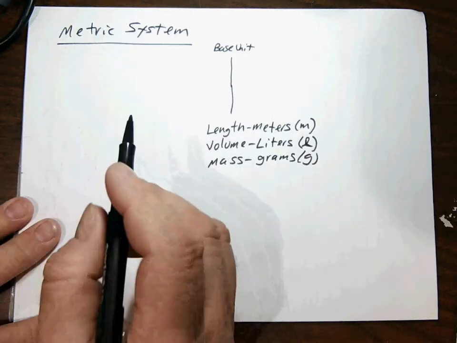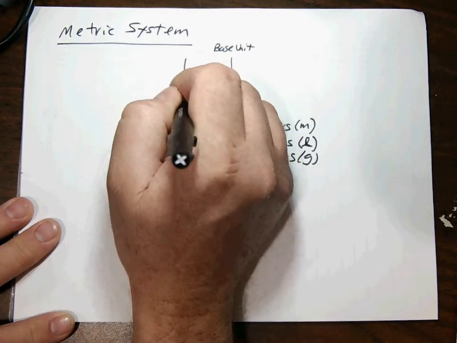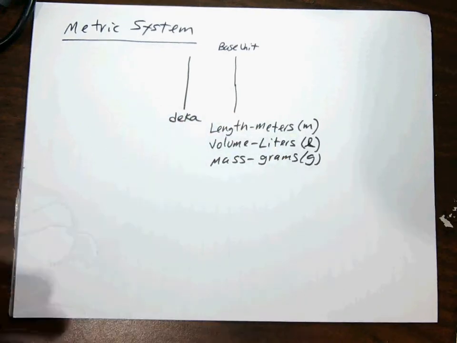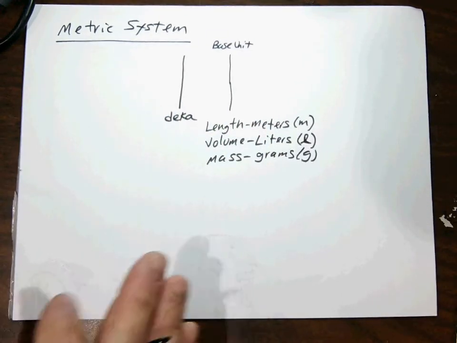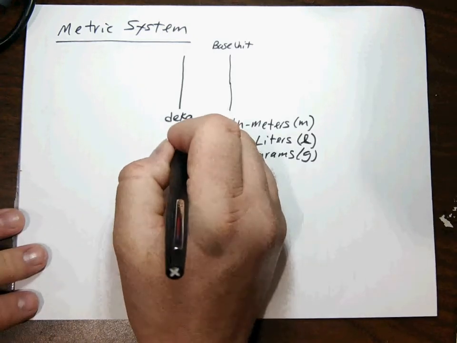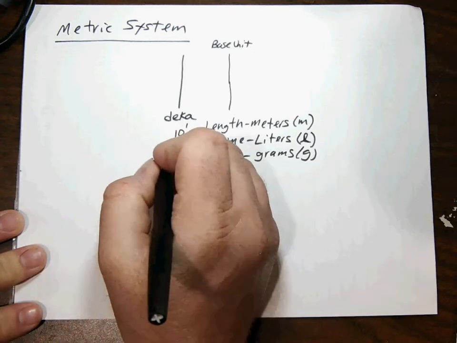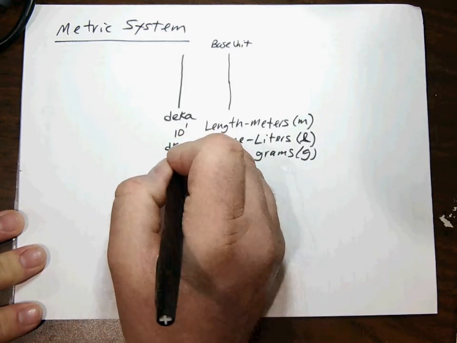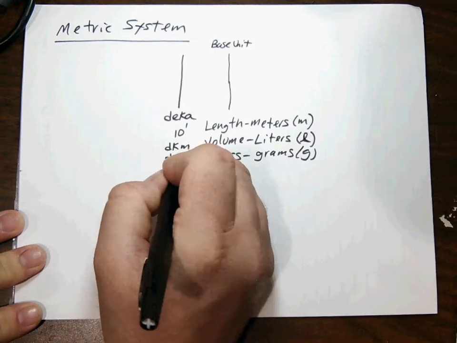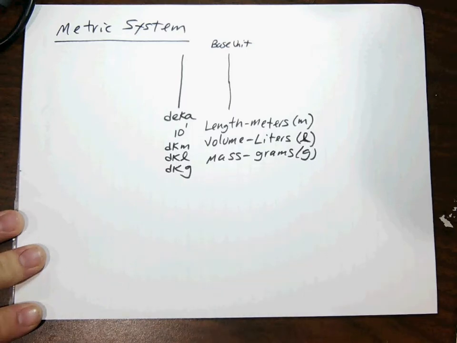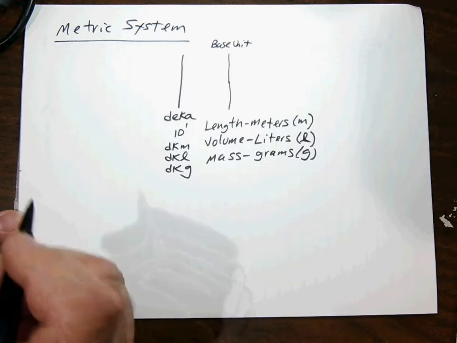So I'm going to move over to the left here, and the next little step over is called deca, D-E-K-A. Some texts call it D-E-C-A, deca. Okay, that means 10 more. 10 to the first power more than the base unit. So a decameter would be 10 meters. A decaliter would be 10 liters. A decagram would be 10 grams. So how would we say that? The abbreviation is DK, so DKM, DKL, DKG, deca. Okay? 10 more. 10 to the first power.